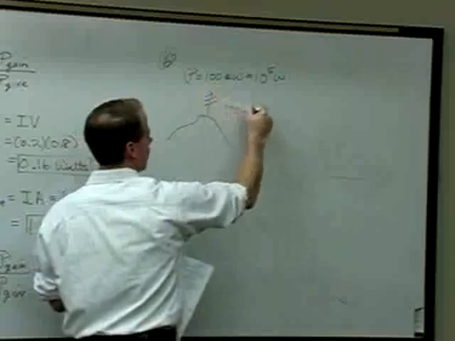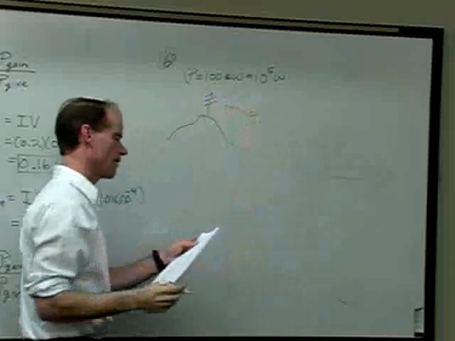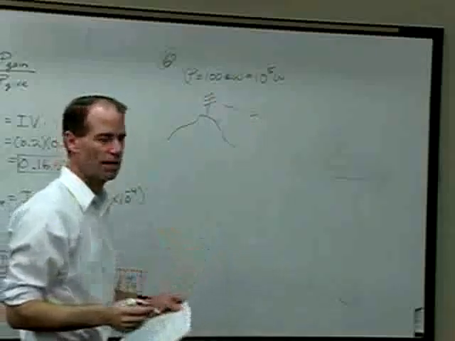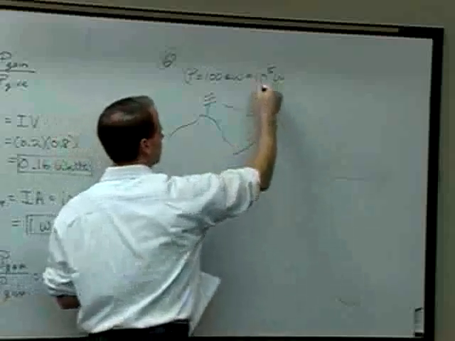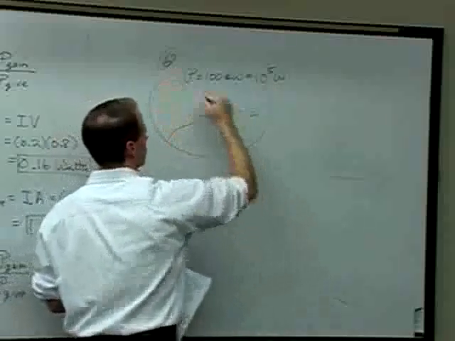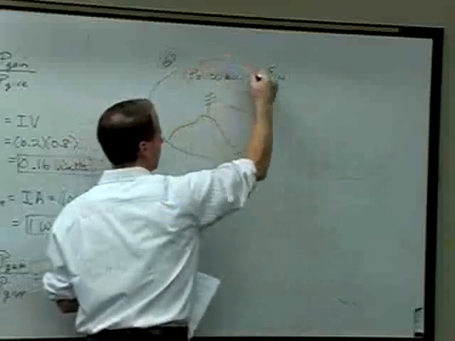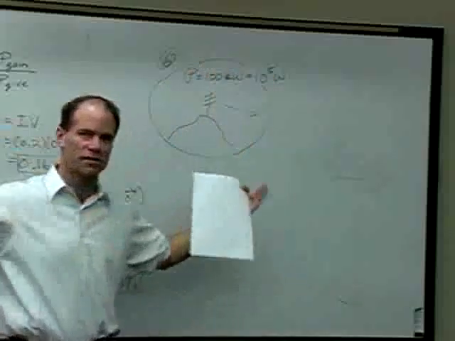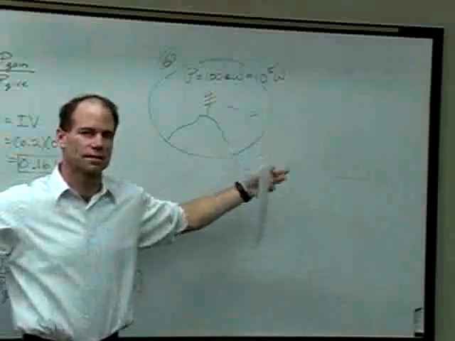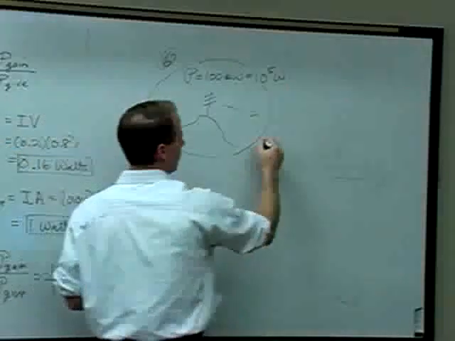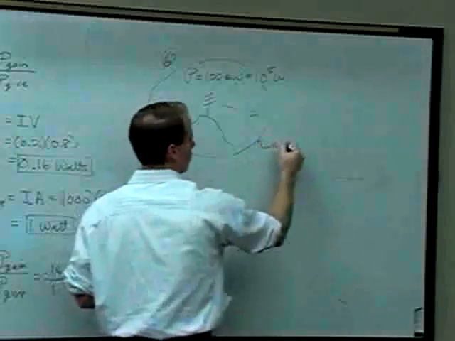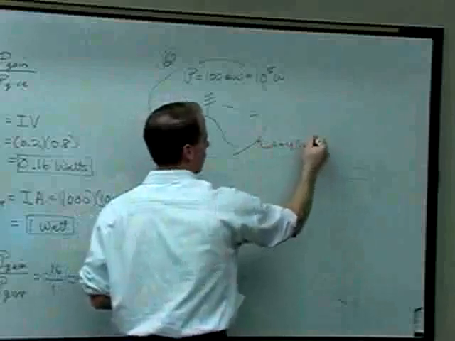And it's emanating in all directions. And we want to find the intensity at a distance of 10 kilometers. So we can imagine if it's radiating in all directions, this power that we just calculated is being distributed over a sphere of radius 10 kilometers. And the area of that sphere is 4 pi r squared.